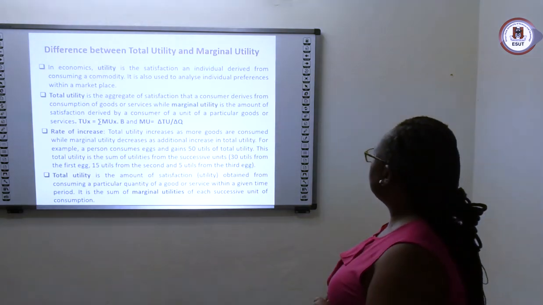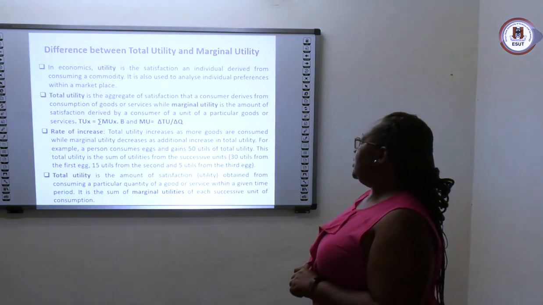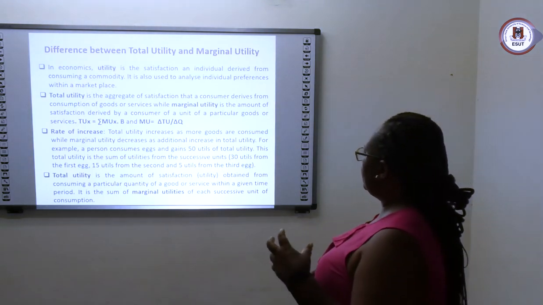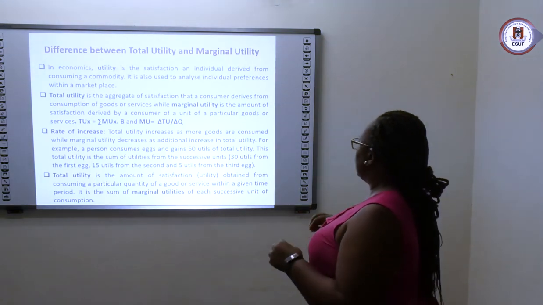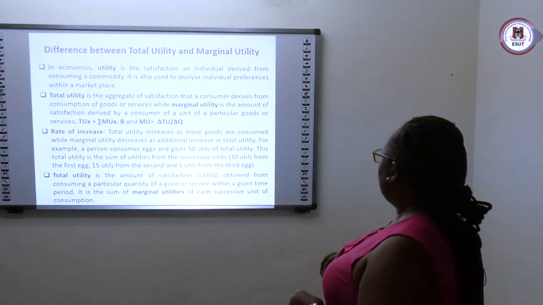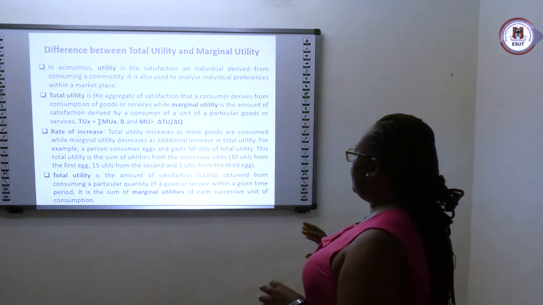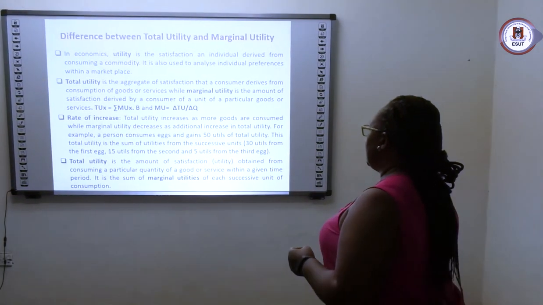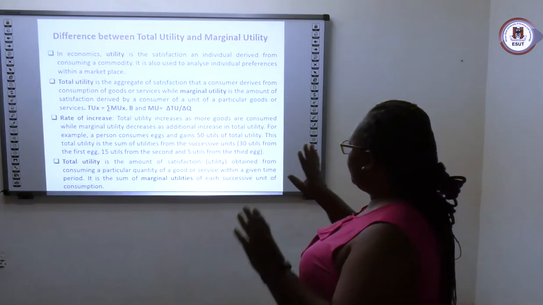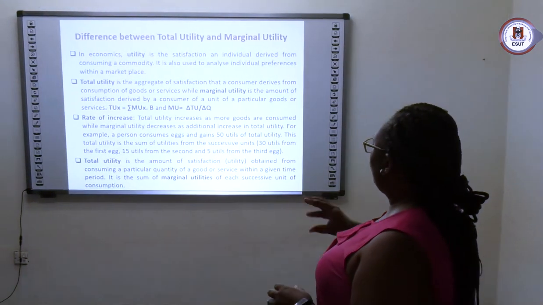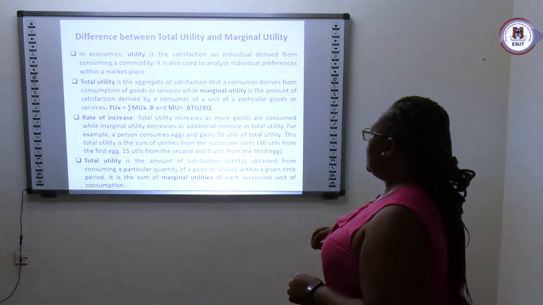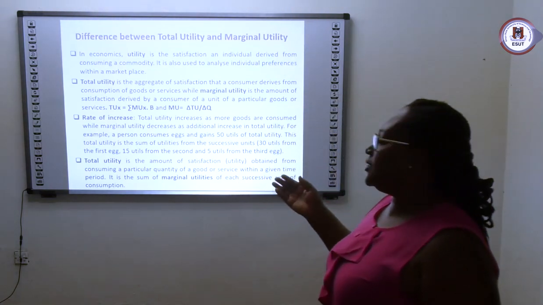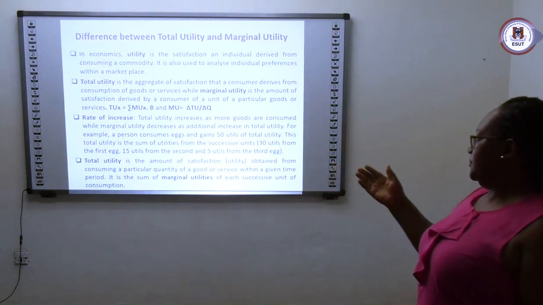Difference between total utility and marginal utility. In economics, utility is the satisfaction an individual derives from consuming a commodity. It is also used to analyze individual preferences within a marketplace. Here we see that total utility is the aggregate, the overall satisfaction gotten from consuming some products.